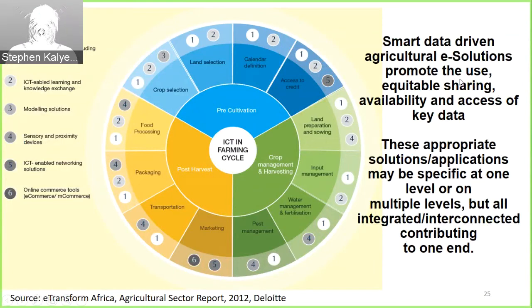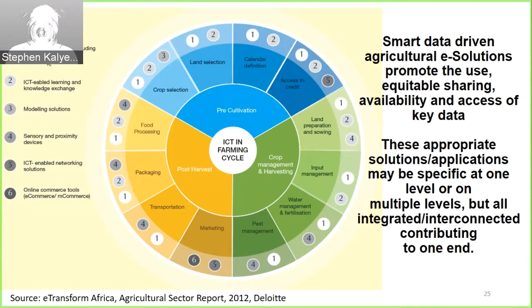When you look at this pie chart, this was the report from the agriculture sector from e-transform. When you look at this calendar, this pie chart, it really shows you the decisions that one has to make in the cropping cycle. When it comes to pre-cultivation, okay, one has to know the crop selection criteria, and the decisions they have to make are based on the information systems, probably the information on here, probably there's an ICT-enabled learning platform where they can get information, or there's a modeling solution that they have to base on to make that decision. The land selection, it takes up decision one and two, okay?